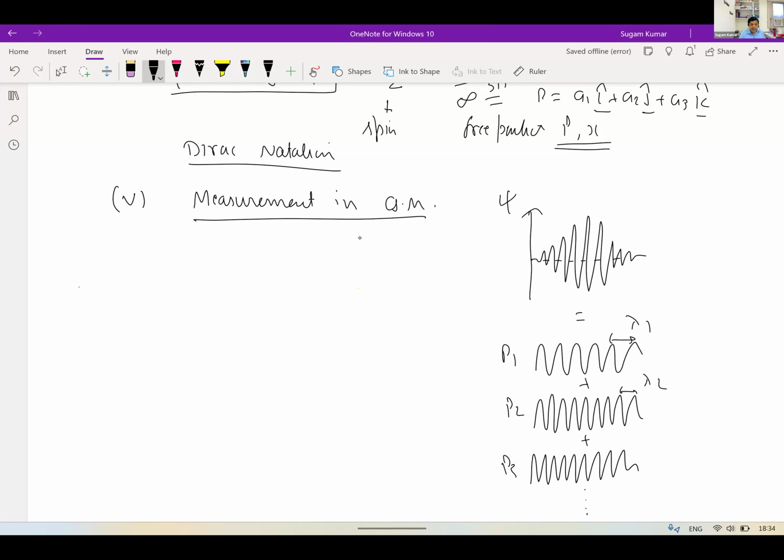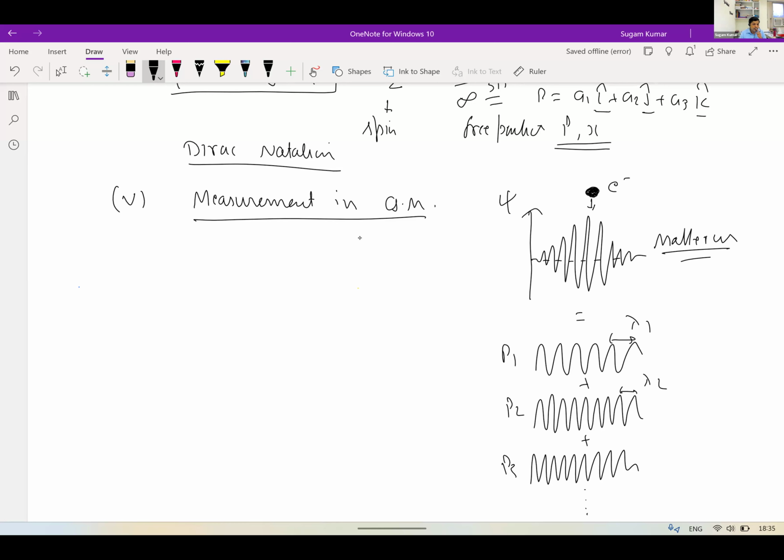Now just try to understand, if I want to measure the position, so this is, let us say, an electron, a free particle. When the electron behaves like a particle, of course it will have a particular presence in space. But when it behaves like a matter wave, it is going to behave like this wave packet.